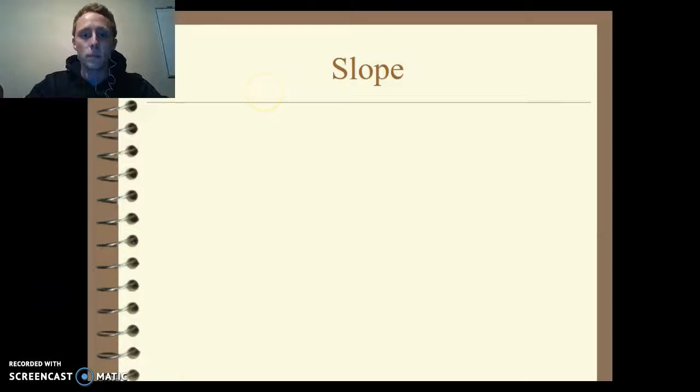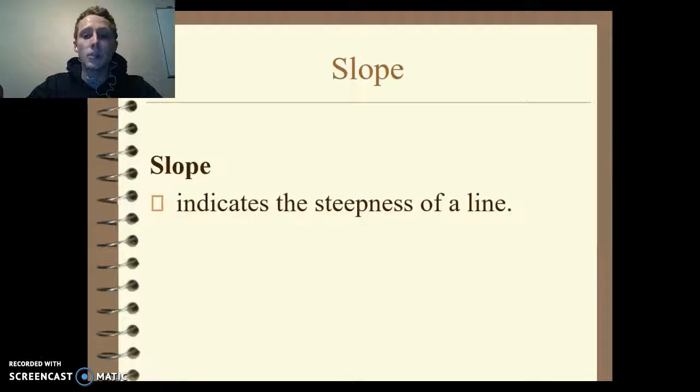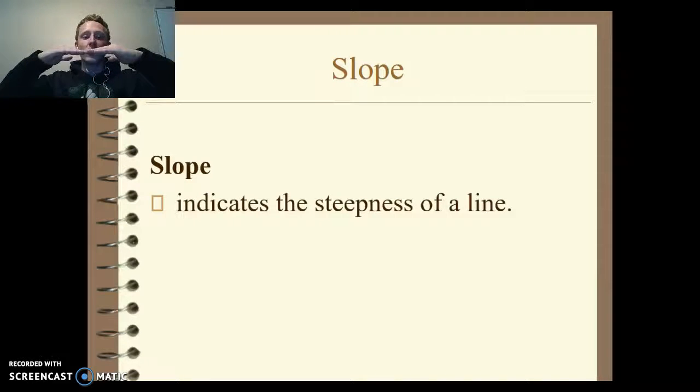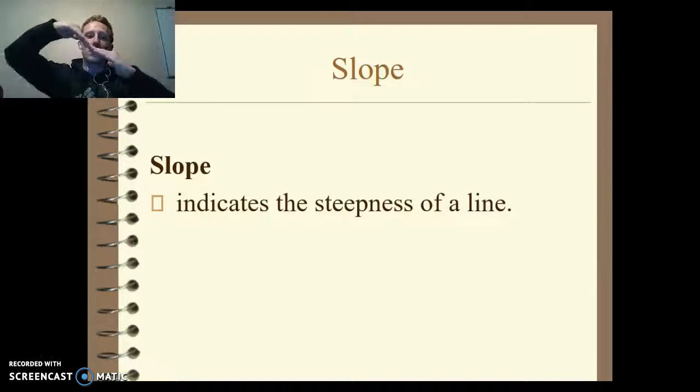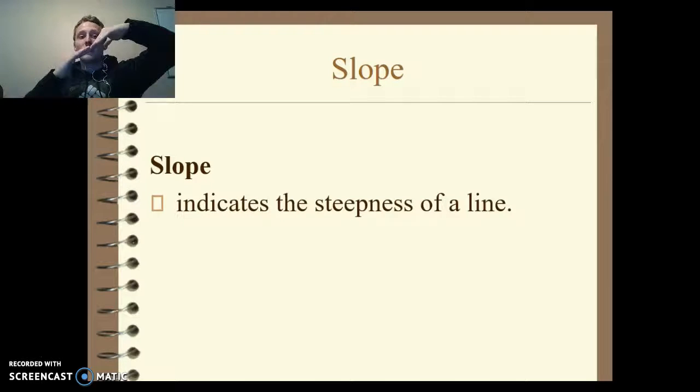Today we're going to be looking at the slope of lines, what exactly that is, and how we can find it. The slope of a line is basically how steep the line is. If I have a line that isn't very steep, that wouldn't be a very big slope. This is going downhill, so it's going to be a negative slope. This is very, very steep, so it's going to be a high slope.